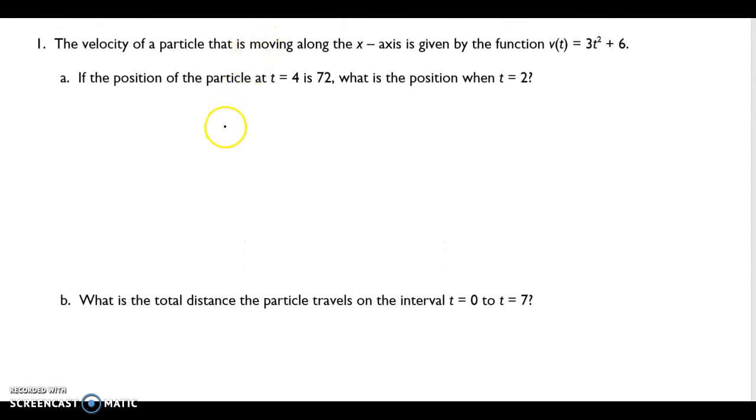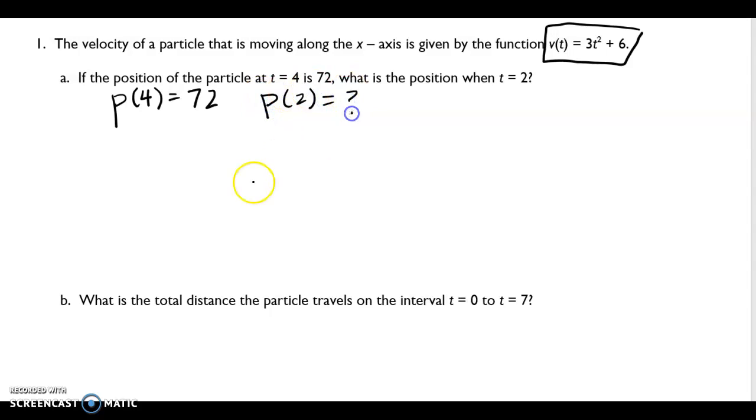All right, so the velocity of a particle that is moving along the x-axis is given by the function v(t) = 3t^2 + 6. It gives me the position of the particle at 4 as 72. What is the position at t = 2? Let's write that out in terms of our equations. P(4) is 72. That one we know. The one we don't know is P(2). P(2) is blank.